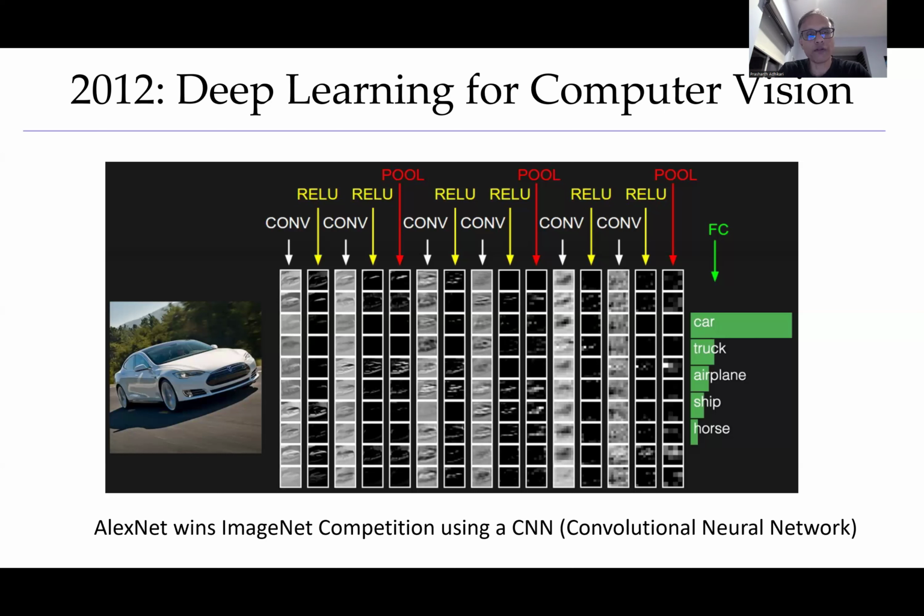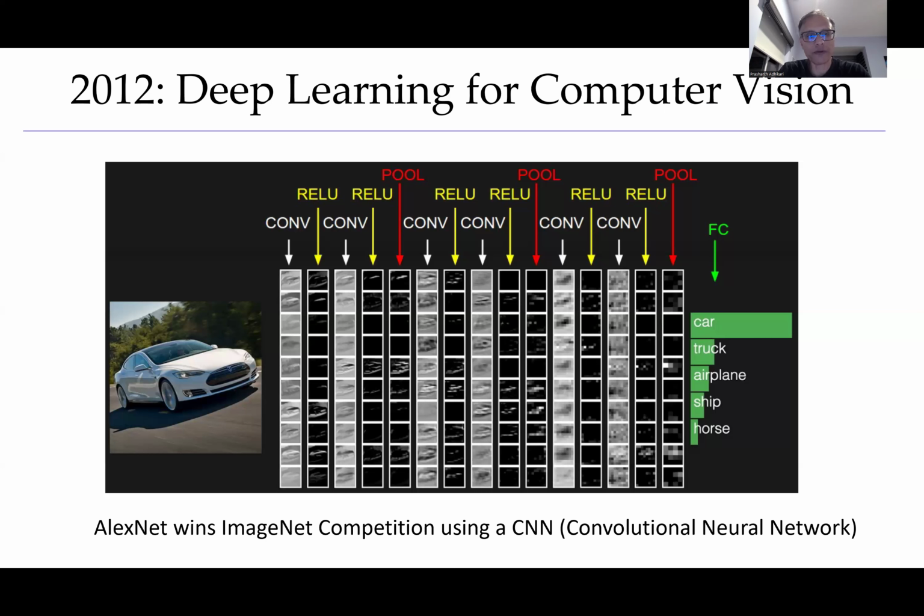So in 2012, a deep neural network model called AlexNet won the ImageNet competition. ImageNet was an annual competition held in computer vision, which was to basically classify a whole bunch of images. And until 2012, the image models were purpose-built. They didn't really make extensive use of neural networks.